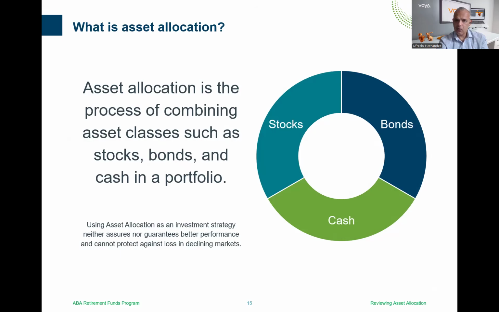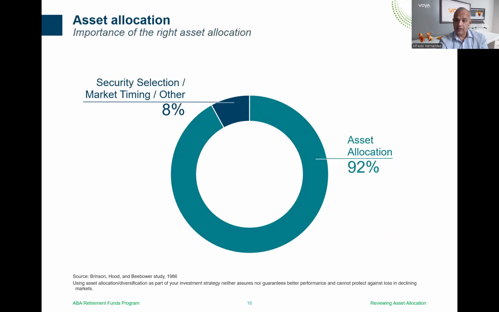Now, why is this important? Well, asset allocation is important because this has been tested and tested again. And what the tests have shown is that 92% of the returns can be traced back to your asset allocation. Less than 8% of the returns come from security selection. Someone saying, well, this is a good fund, this is a bad fund, stay away from that fund, for example.